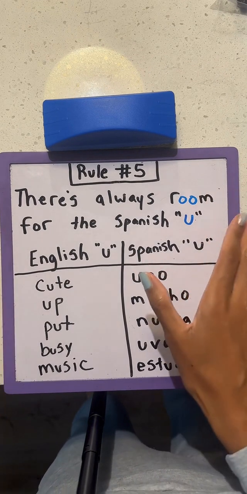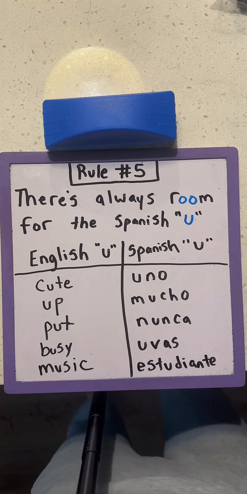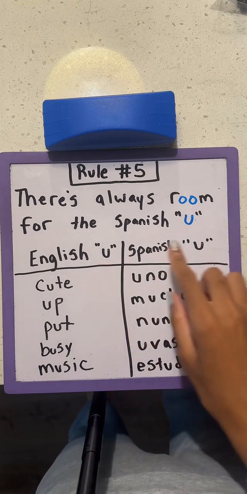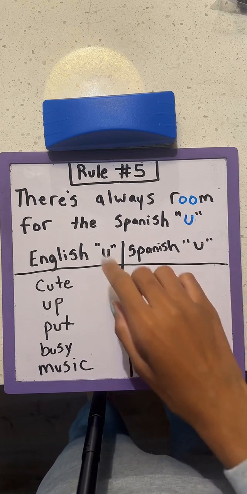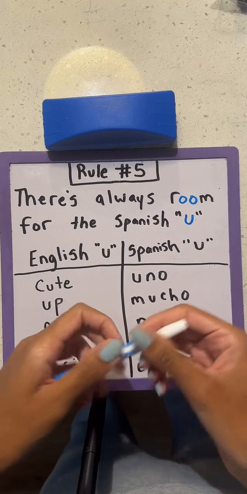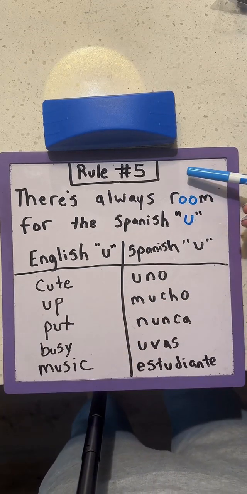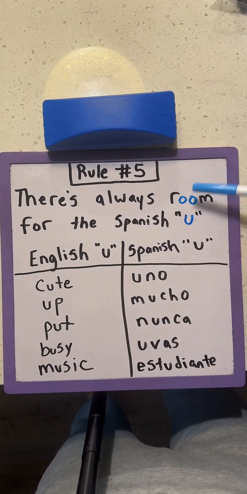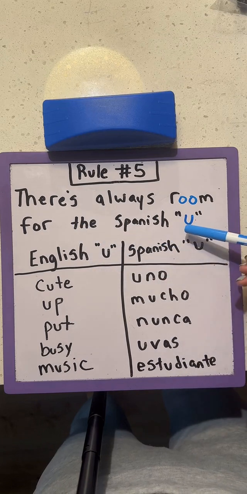Today, we are doing the Spanish vowel U. And so our memory trick for this one is there's always room for the Spanish U. Okay? There's always room for the Spanish U. So if you look at the letters that I highlighted here in the word room, you'll notice it makes the U sound. The U as in room. Well, the same U that is in room is the same sound as the Spanish U.